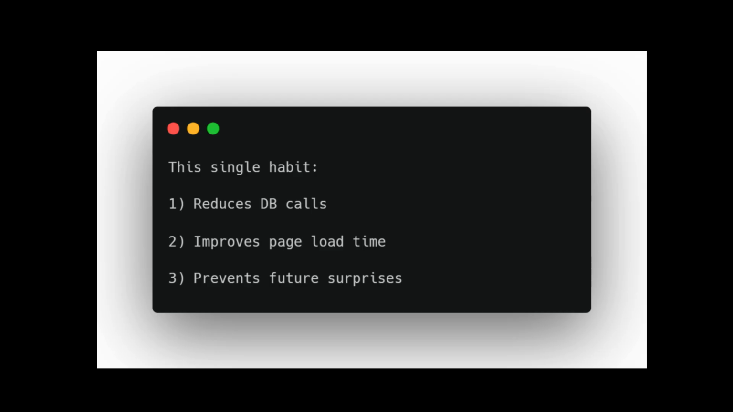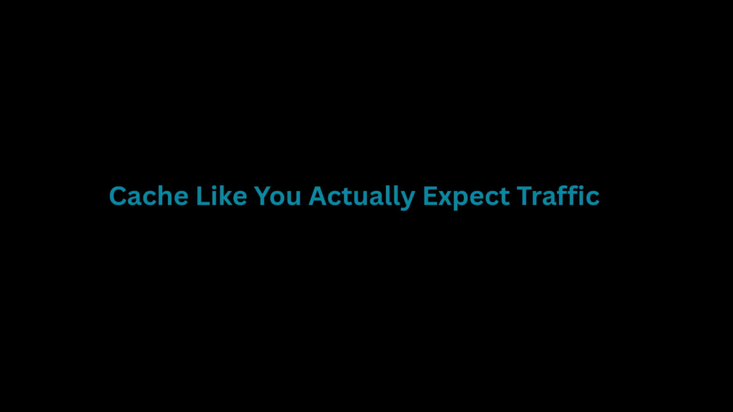So this single habit reduces DB calls, improves page load time, and prevents future surprises. So this is Laravel Optimize 101, but many of you skip it because you don't know it. And another one is cache, like you actually expect traffic.